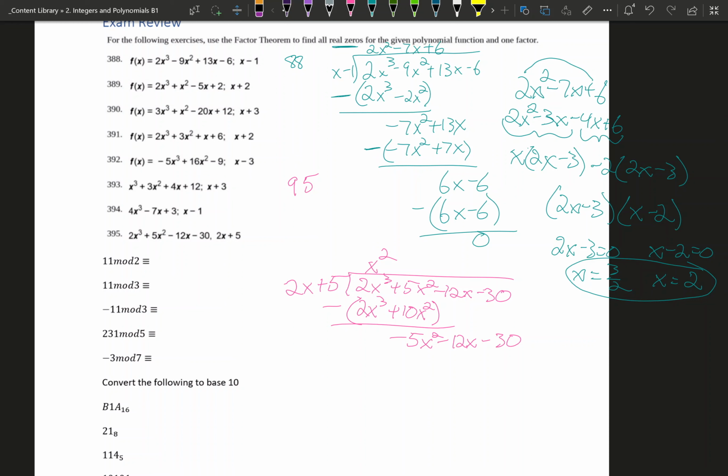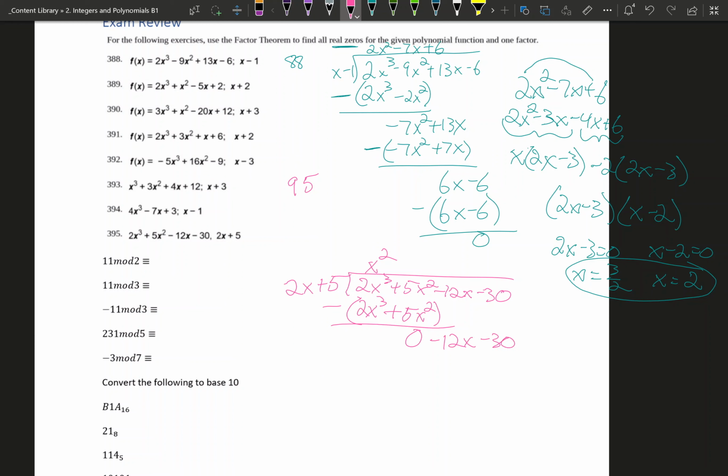Oh, it's just x squared. I knew something was supposed to work out differently. So just watch what you're multiplying by. I was still thinking about a different problem up here where it was 2x squared. So it should be plus 5x squared. That'll subtract to 0, so we have minus 12x minus 30.